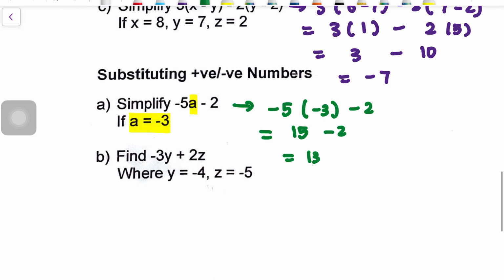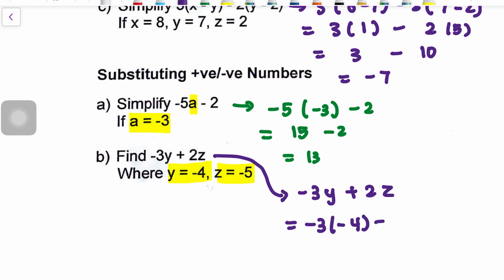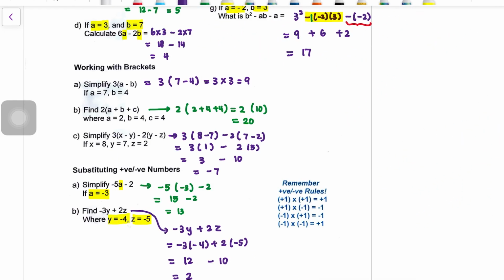Part B, negative 3y plus 2z where y equals negative 4, z equals negative 5. So we are going to substitute these values into the expression. Okay, let's do that. Negative 3y plus 2z. So I'm going to replace the y with negative 4 and the z with negative 5. So negative 3 times negative 4 is positive 12. Then 2 times negative 5 is negative 10. So the final answer will be 2. So that's how we do these revision questions.